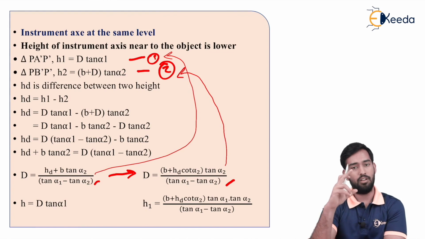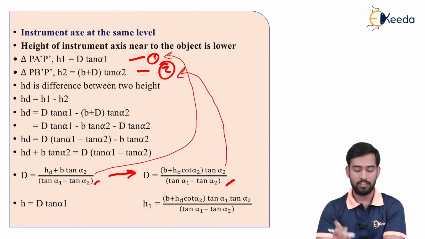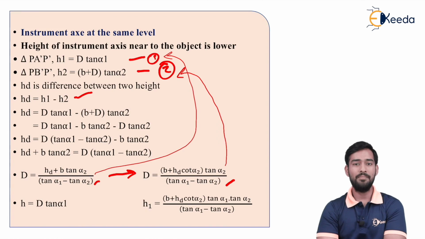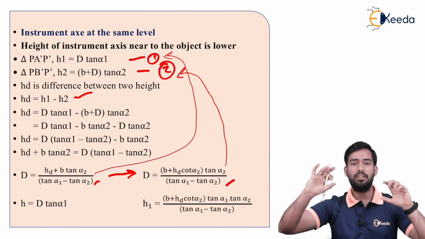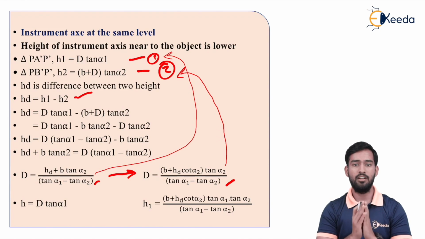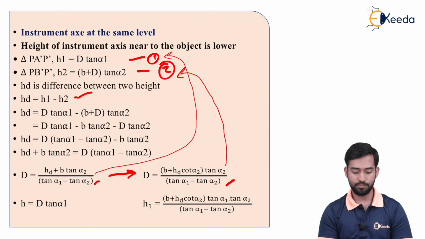So we can get the value of h2 also, or we can calculate the value of h2 by knowing this equation, h1 and HD. We just have to use simple trigonometric formulas. We have to draw a figure and apply the triangular methods to it. So by using this we can calculate.